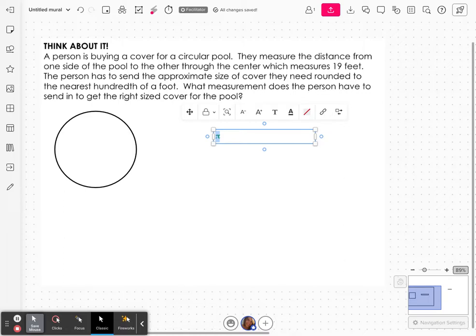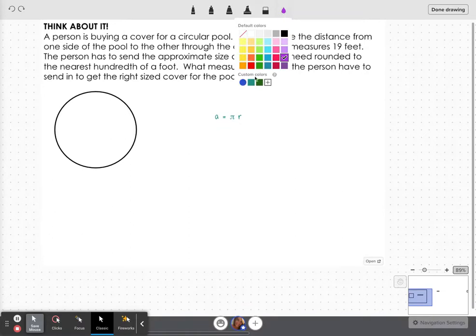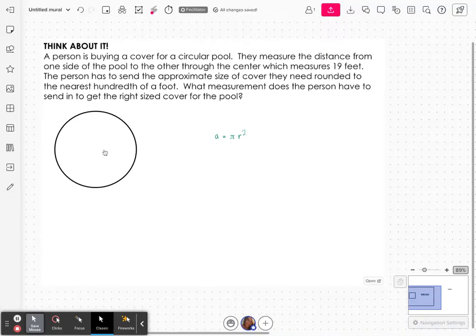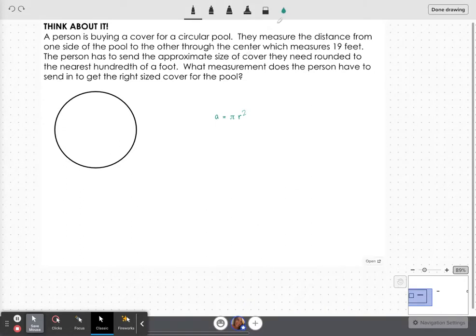So I know that I need to find the area by doing area equals pi r squared. So I know that this is how I'm going to find the area, but I need to be thinking about what else I know from the problem. So I know that it's circular. There it is. I know we're finding the area because the cover covers the whole entire thing.